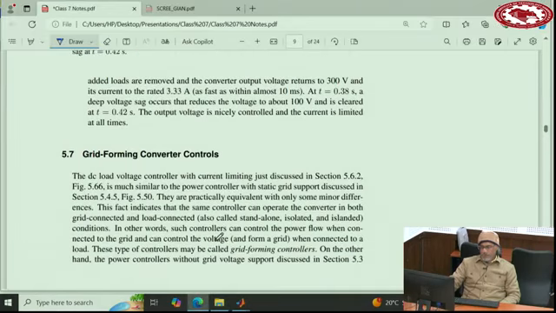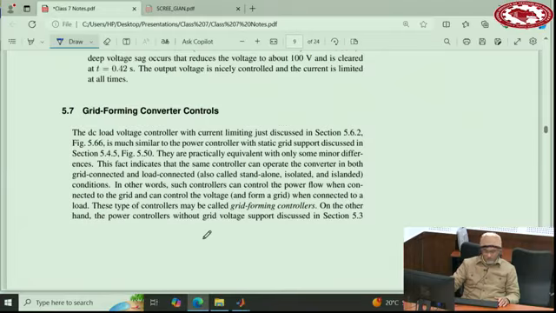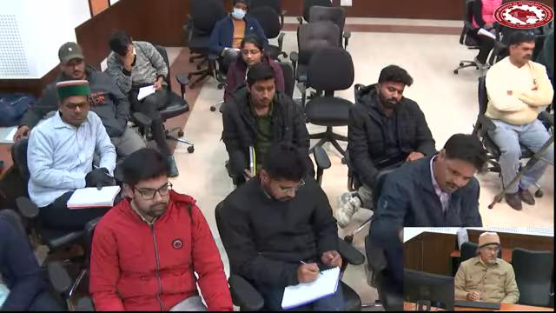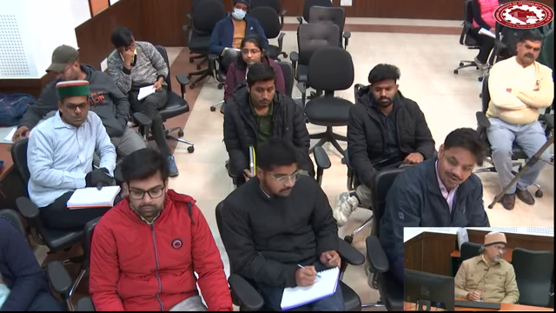All right, so now we are almost ready to go into grid forming converter controls. Yes. Yeah, you can stay there. You can stay there, no problem. You can put an integrator. Yes.